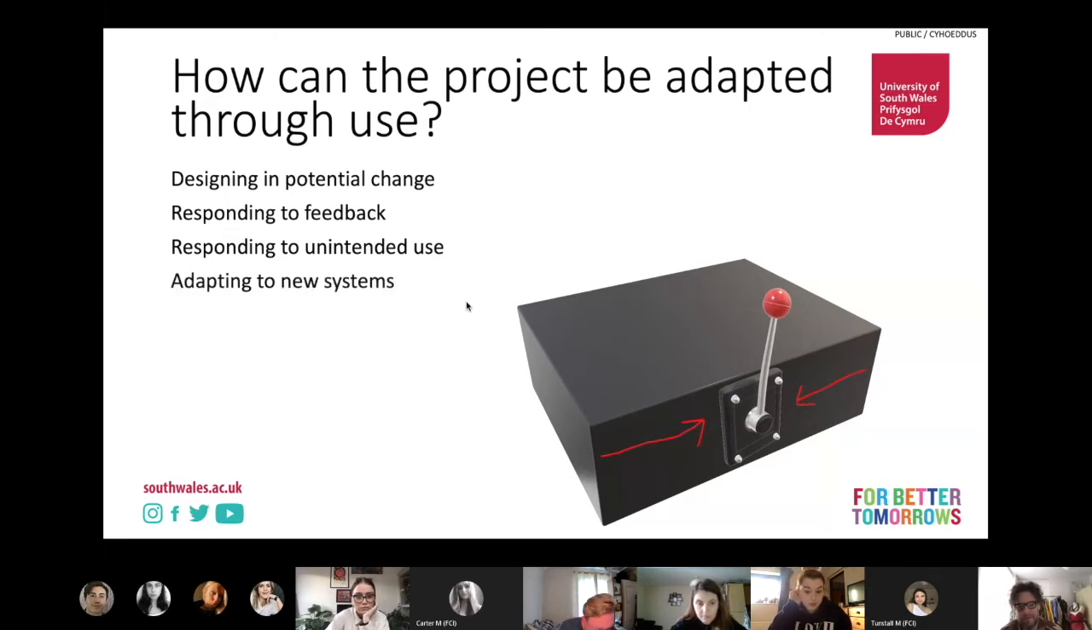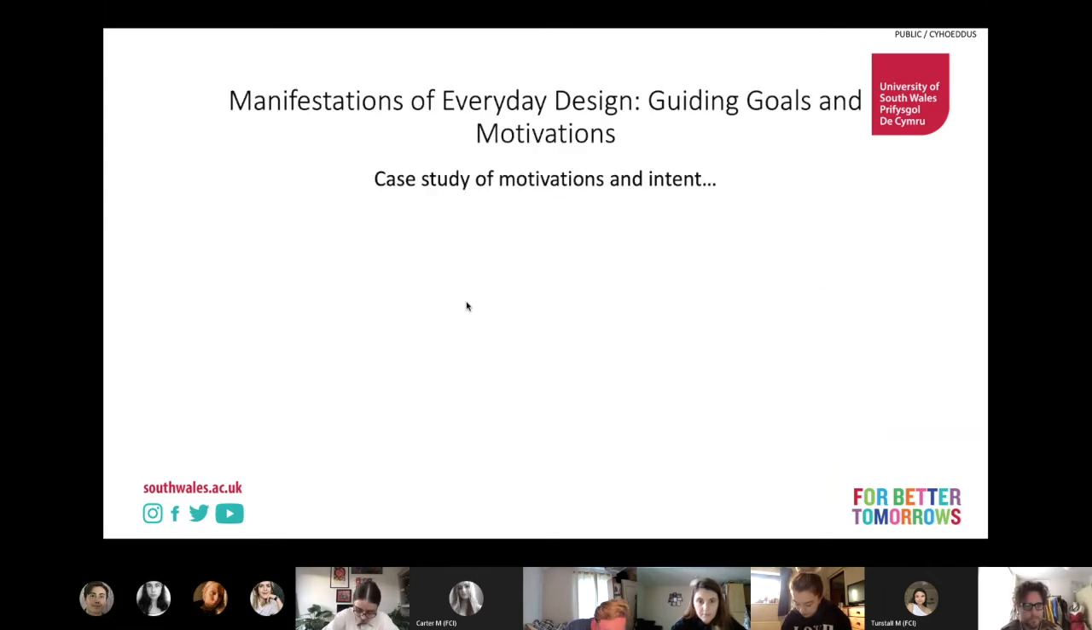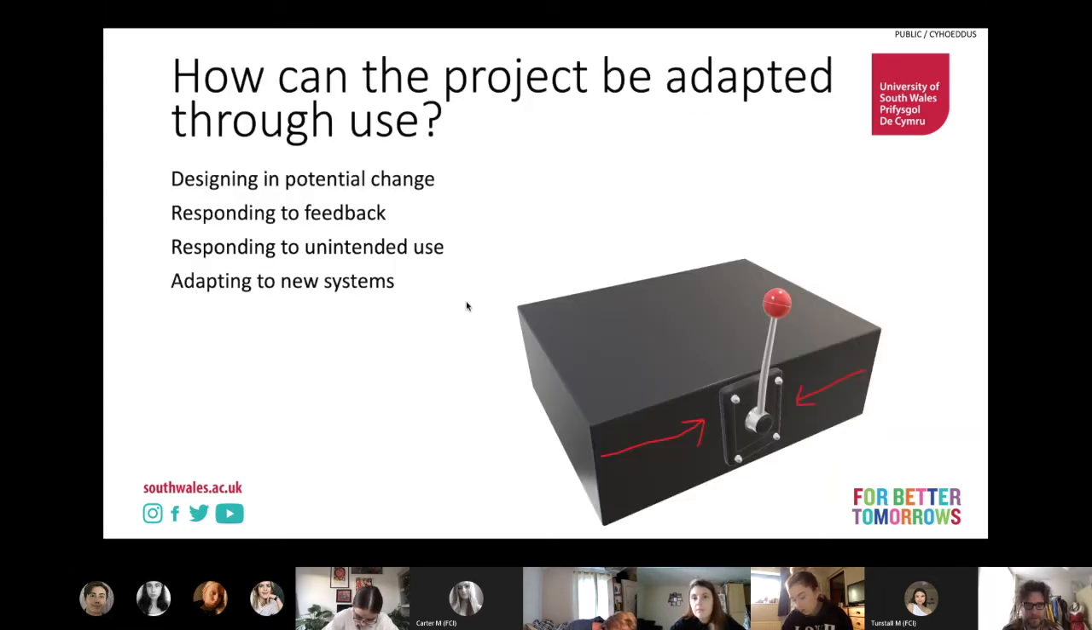Looking at adapting to new systems. So do you augment existing systems? Do you design new systems? Do the systems adapt as a response to your users, for example? Or do we have to develop new systems because of our stakeholders or because what's currently existing doesn't work?